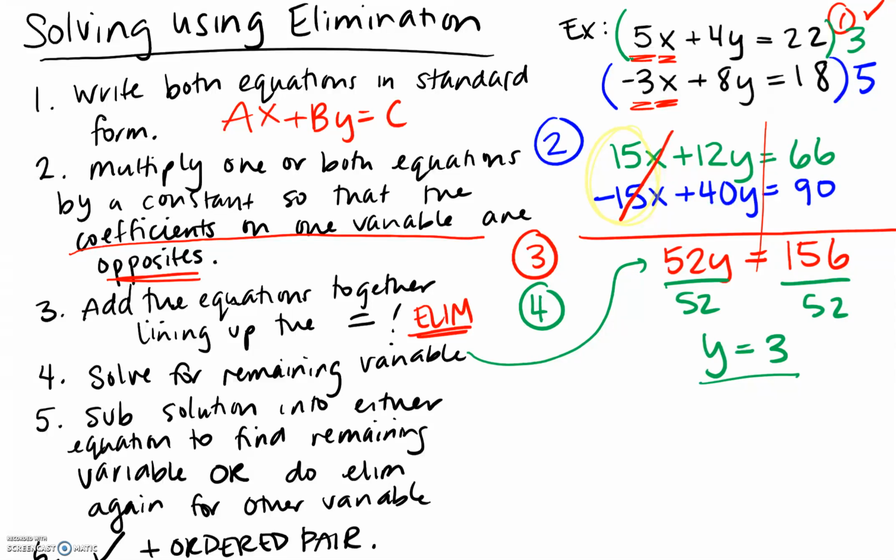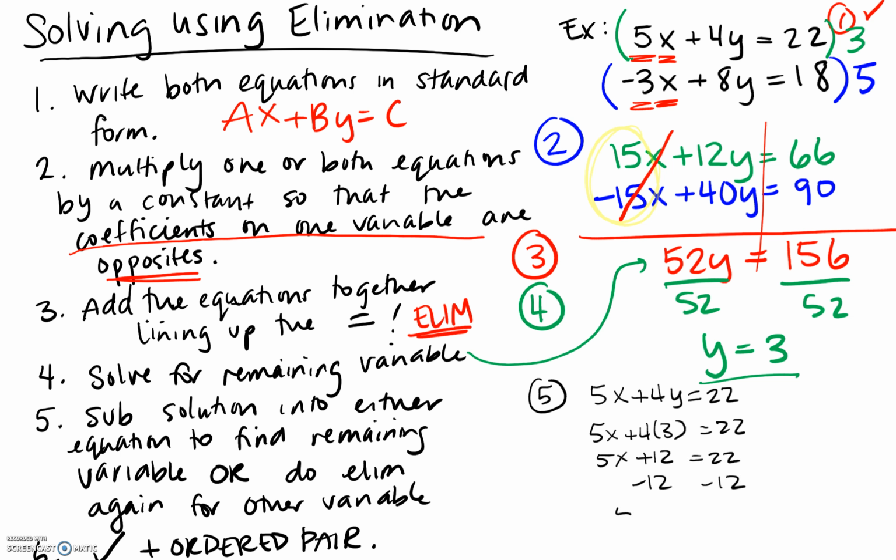So if we wanted to, for step 5, we could plug on in. I'm going to use the top equation because it doesn't have any negatives. And you know my propensity to lose negative signs. So we get 5x plus 4 times 3 is equal to 22. And we could solve that out to find our x is equal to 2. So that is one completely legitimate option.